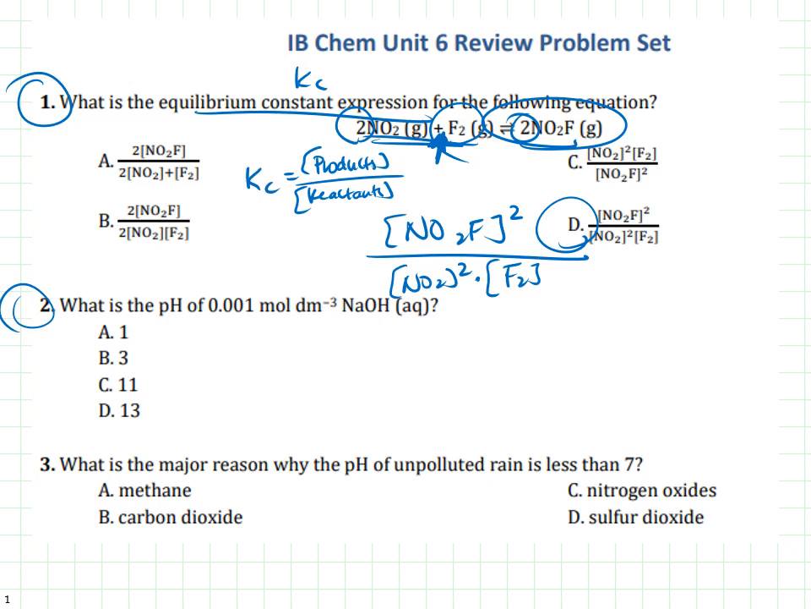Question number 2, what is the pH of a 0.001 moles per cubic decimeter sodium hydroxide solution? It might be tempting to say that pH is the negative log of the concentration, and so our pH is 3, and you're like, haha, it's B. But we know that that's wrong, because we see that this is a hydroxide, not an acid. This is a hydroxide, and so this 3 is not the pH, it's the pOH. We found the pOH because this is a hydroxide, not a hydrogen ion concentration.